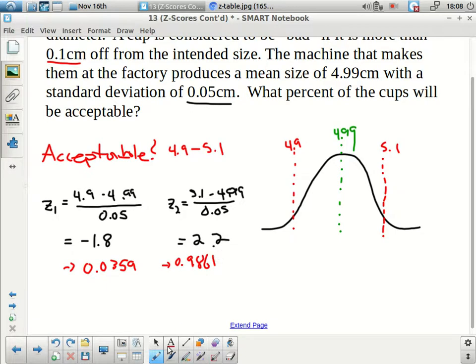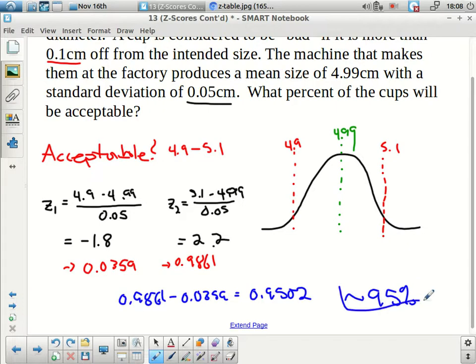So finally, we'll subtract those two values. I have 0.9861 minus 0.0359, which is 0.9502. So again, that is right about 95%.